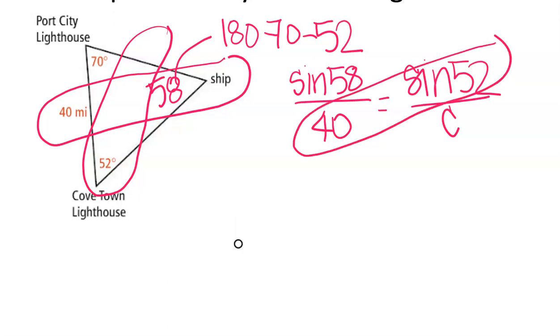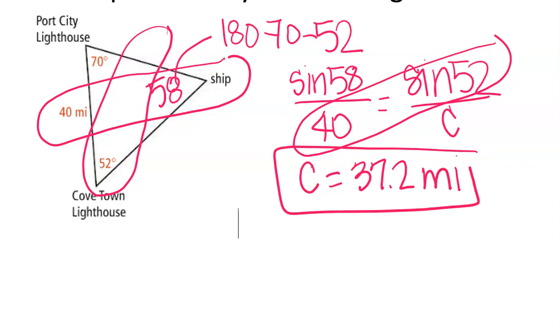This one goes first. This one we don't have to use second sine because it's not looking for an angle, it's looking for a side. So 40 sine 52 divided by sine 58. 37.2. Yep, that's what I got too. And it's miles. So right here, 37.2.